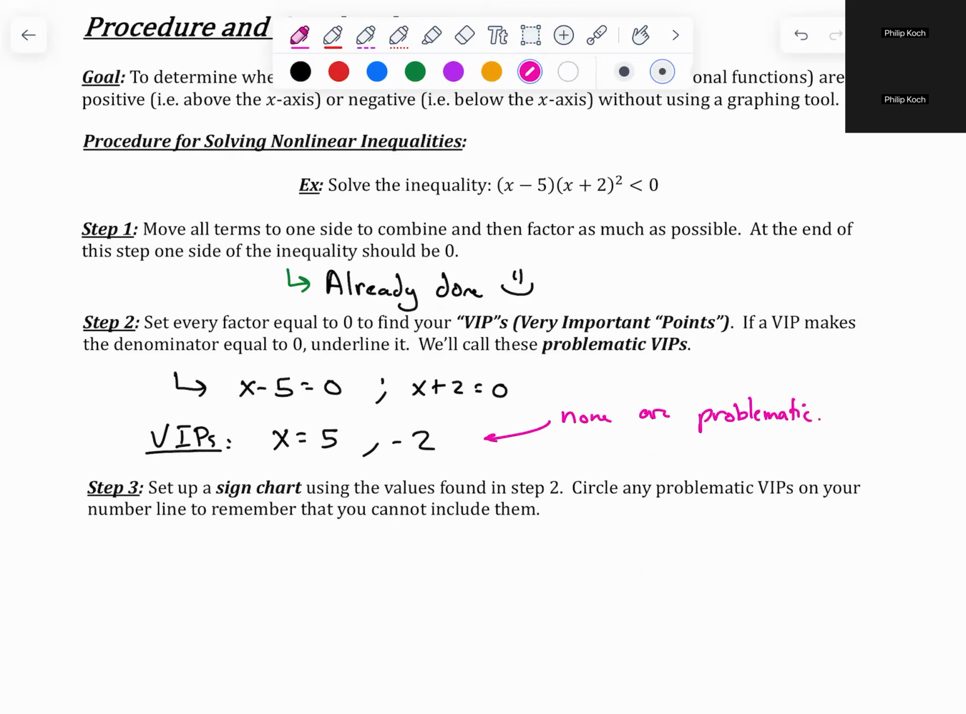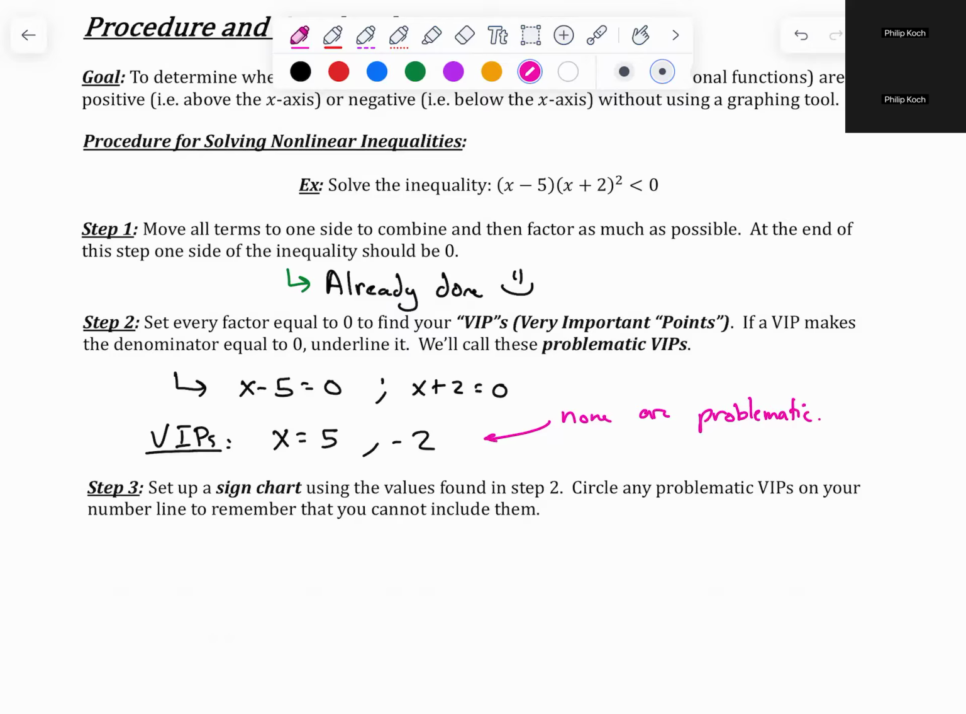And we're writing this for our note-taking purposes. We don't need to mention this in practice. None of these are problematic VIPs because there is no denominator equaling 0. This is a polynomial inequality, and we don't have any denominators with variables in a polynomial. So none of those are problematic yet. We'll see some examples in a second.